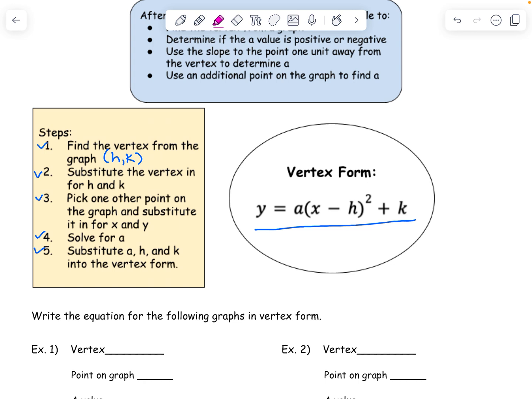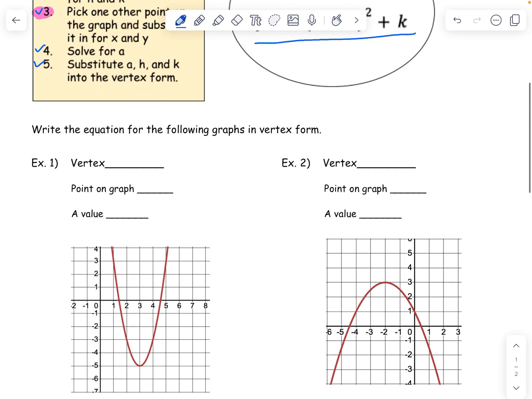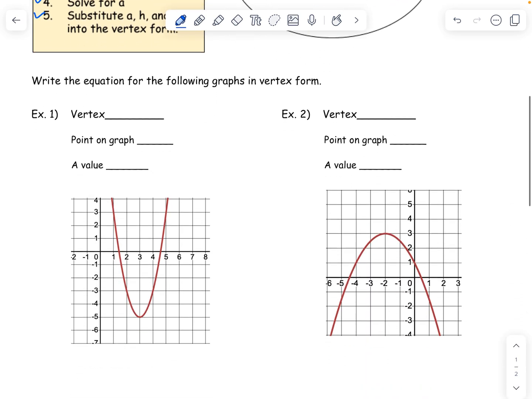Now, guys, remember what I just said: this part right here, we can actually just use our parent graph. So we can either use our parent graph or we can pick another point on the graph. So we will be looking at that. Okay, so let's do it one way and then the other way.